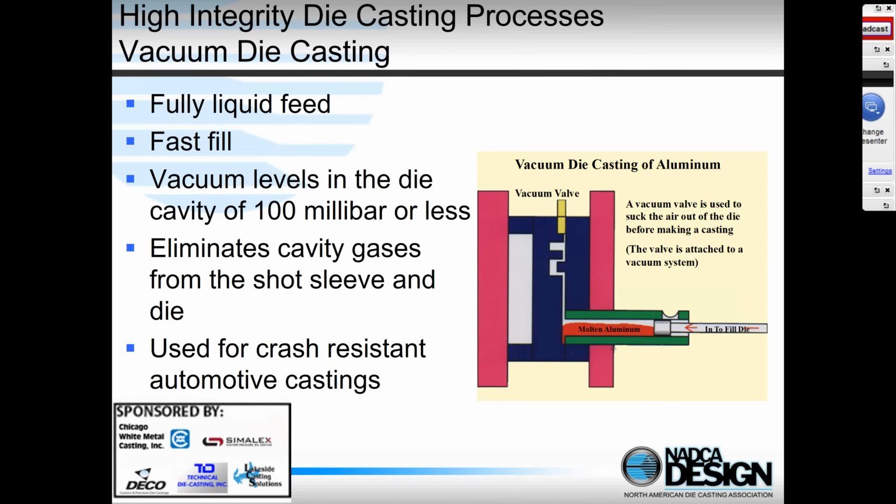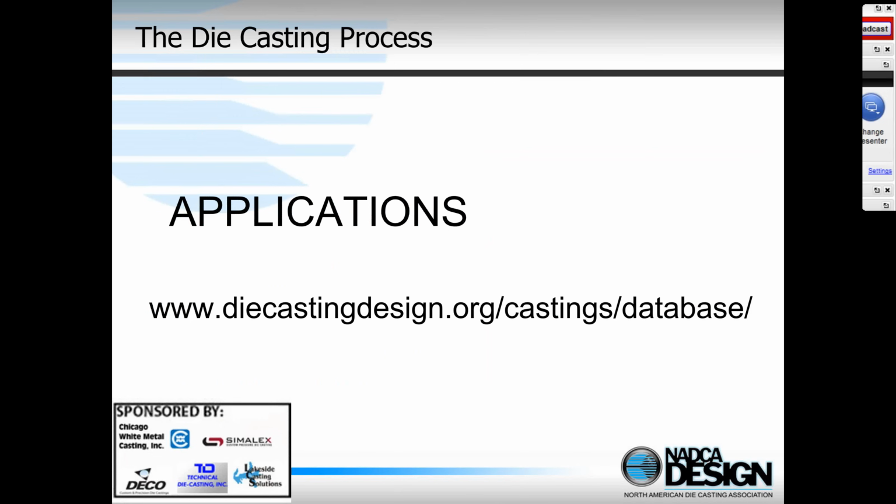Third process is high vacuum die casting. So this is very similar to conventional die casting. So it's fully liquid, fast fill, but we just suck the air out of the cavity before we fill it with liquid metal. And for high vacuum die casting, it's quite a difficult process. You've got to get down to 100 or 50 millibar pressure in the cavity, and so you've got to design the die again differently than you would do with a conventional die casting die.